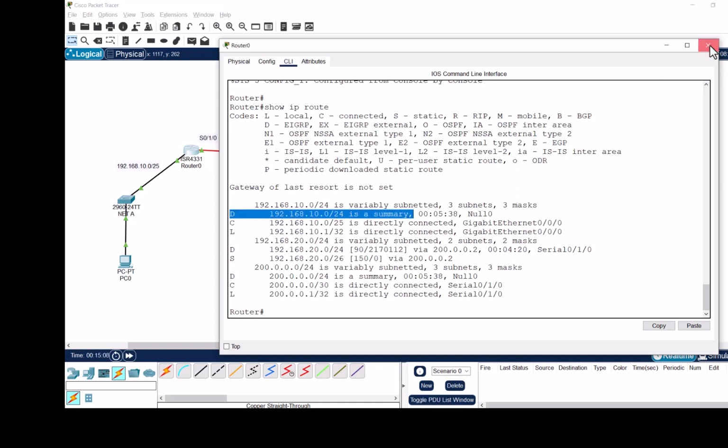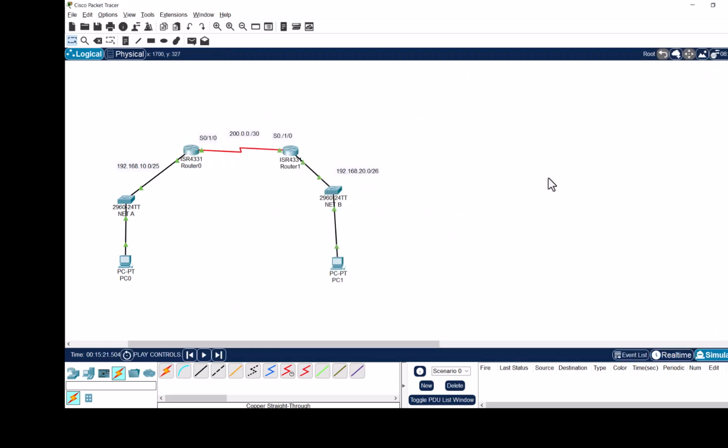So I'll close this now. If for whatever reason EIGRP is not operational, then the router starts using the backup static route. And it's all about playing with the administrative distance of the static route and making it higher than that of the EIGRP.